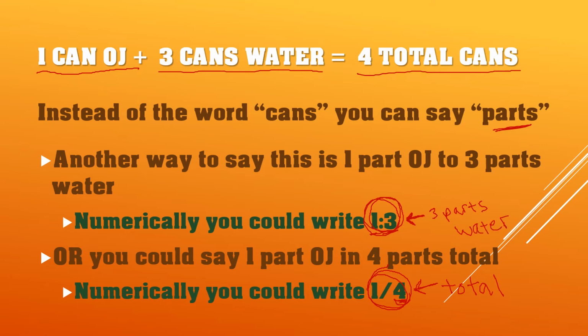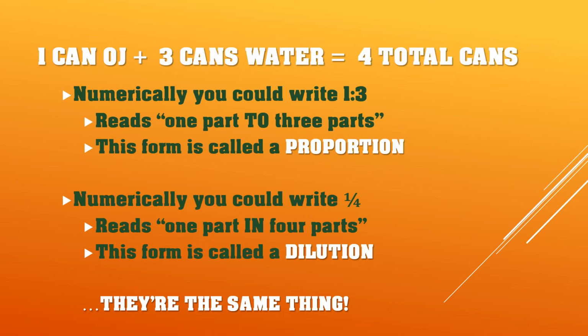But down here, when you write it as a fraction, you write it differently. When you write it as a fraction, that 4 is going to be the total, which is the solute plus the water. So that would be 4 cans total, which is why we would write 1/4. Now see, when we write 1:3 up here, you would read this 1 part to 3 parts. You're comparing 1 part of orange juice and 3 parts of water. So you would say 1 to 3.